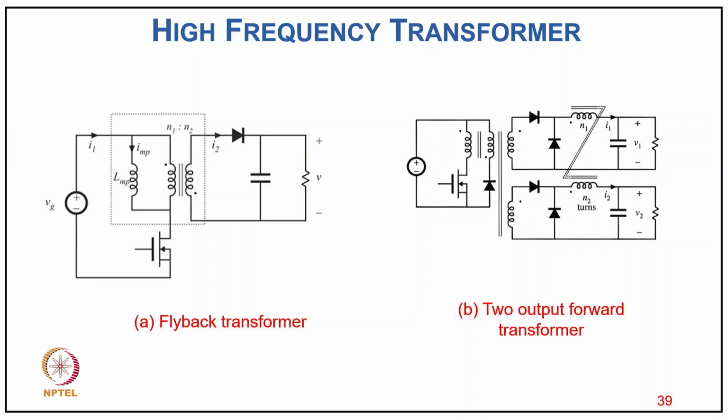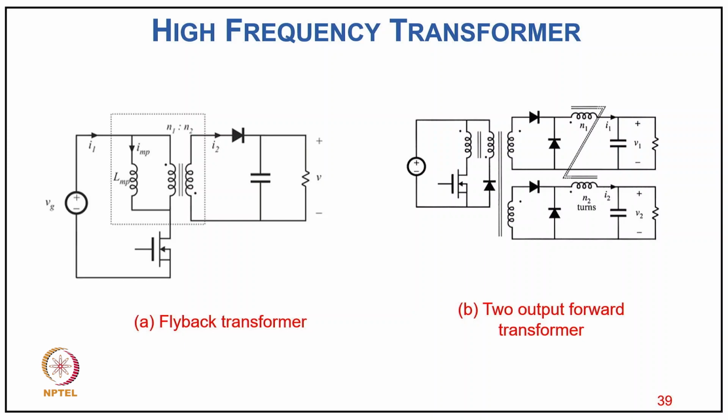And here, of course, the major benefit is that you are able to provide isolation. You can even get multiple outputs. Apart from that, you can reduce the size drastically by adopting a very high frequency in the transformer, on the order of 50 to 200 kilohertz. People have even gone up to 500 kilohertz.